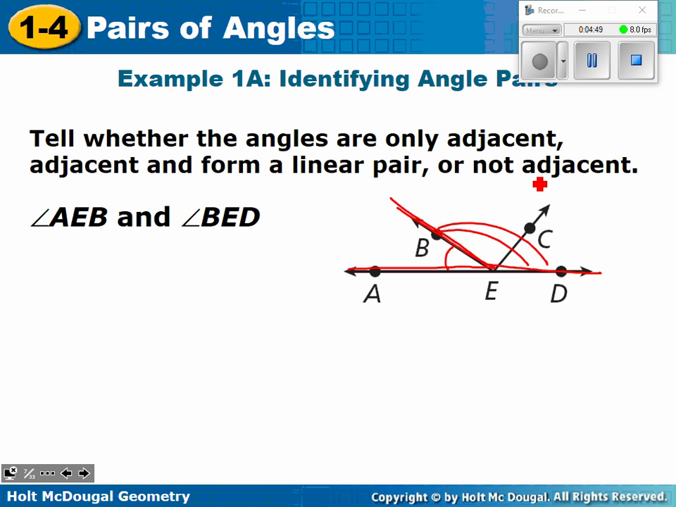Adjacent and form a linear pair. They have a common vertex, they have a common side, and their non-common sides form opposite rays or form a straight line. Okay, but we're not talking about C right now. We're just looking at these two angles. So if it helps you, you can redraw them, AEB in the picture.